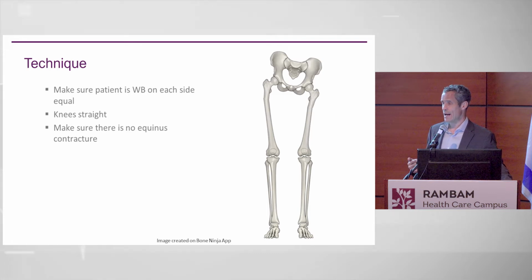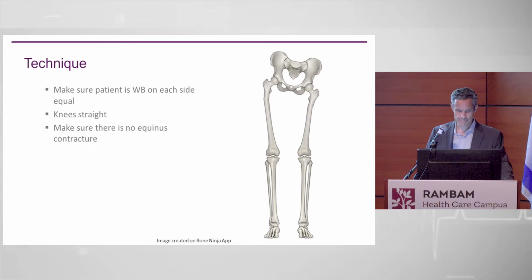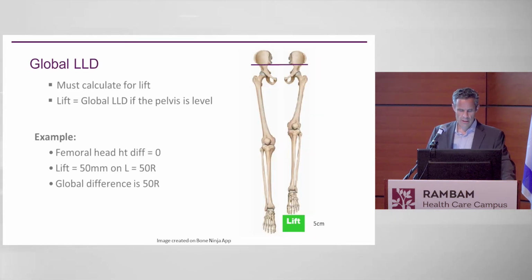I have our techs in the habit of, when the patient needs to have a lift in order to weight bear equally on both sides with their knees straight, then they put a lift under the shorter leg, but they just put it under the heel, because then if there's an equinus contracture, it doesn't elevate the heel off the level of the shoe lift and throw you off. In this case, we measure the global limb length discrepancy, and then we also calculate the lift to get our number for global limb length discrepancy.